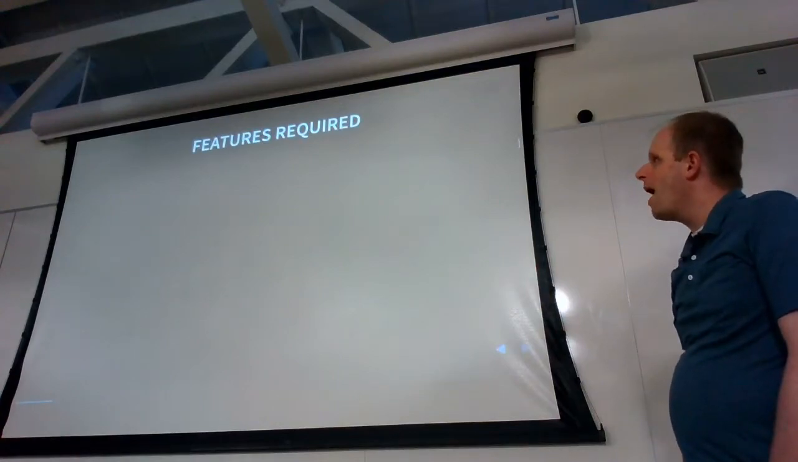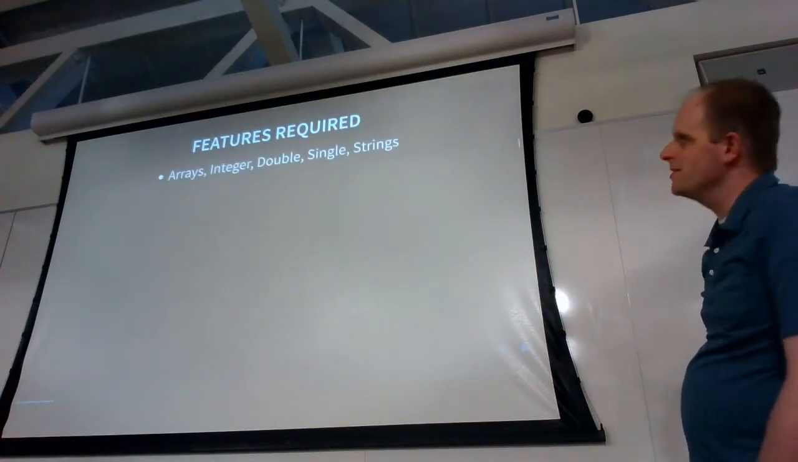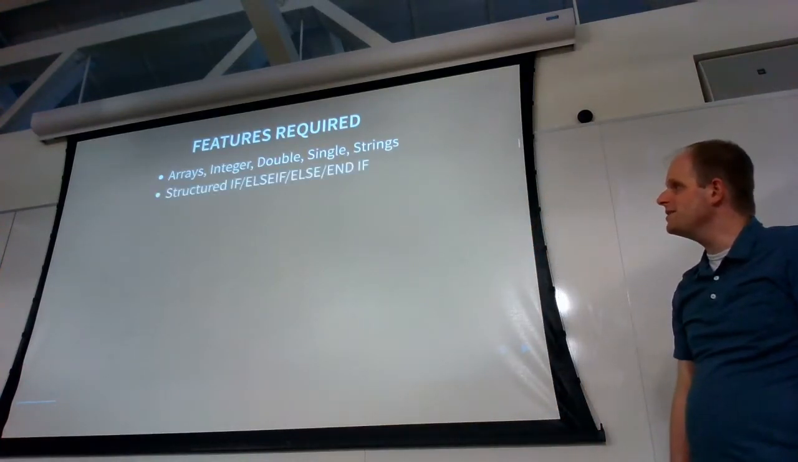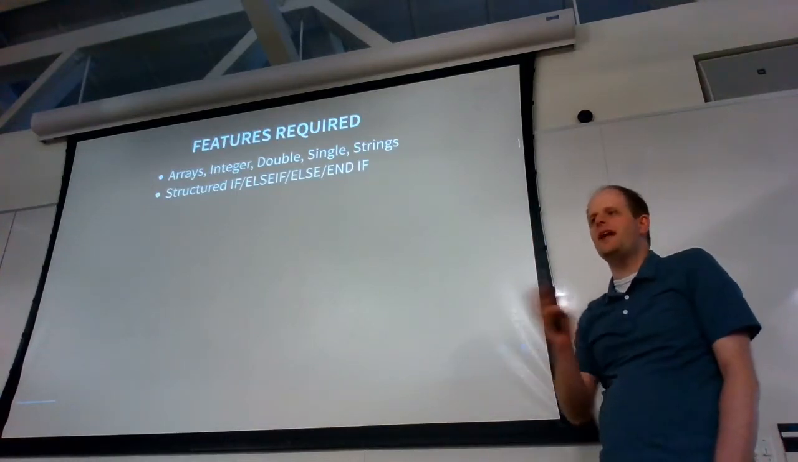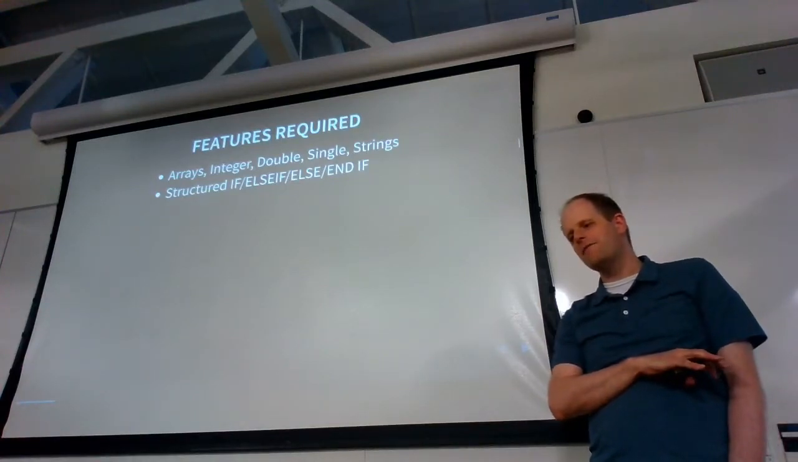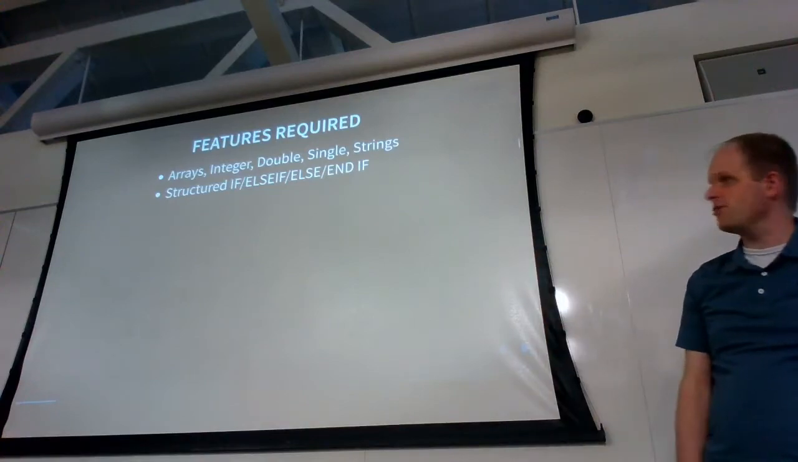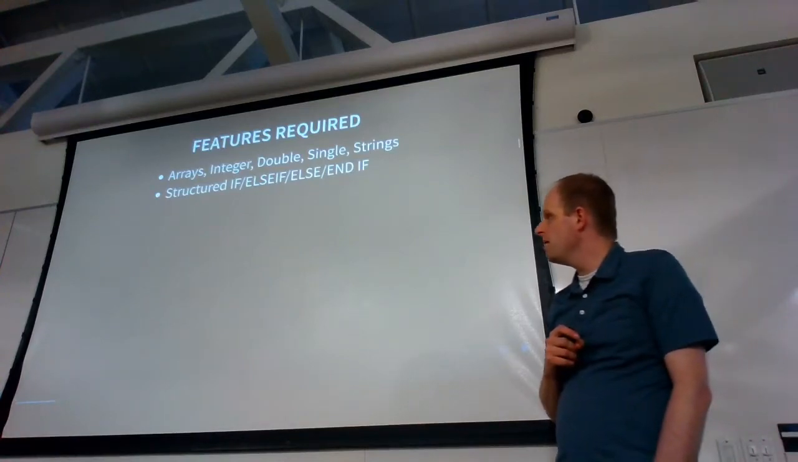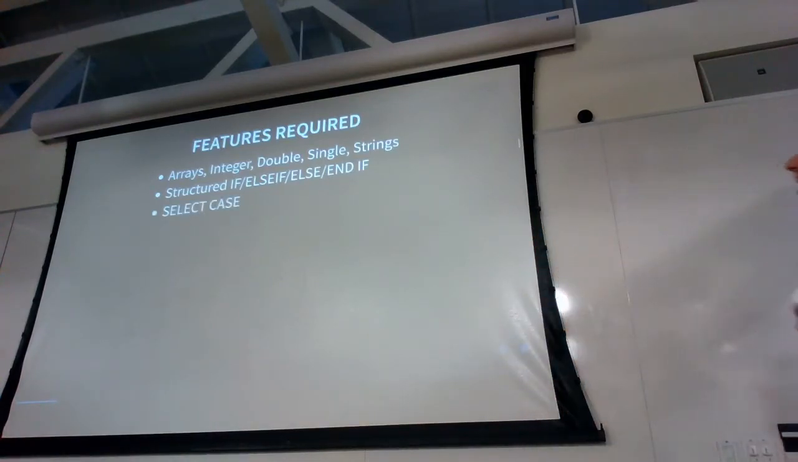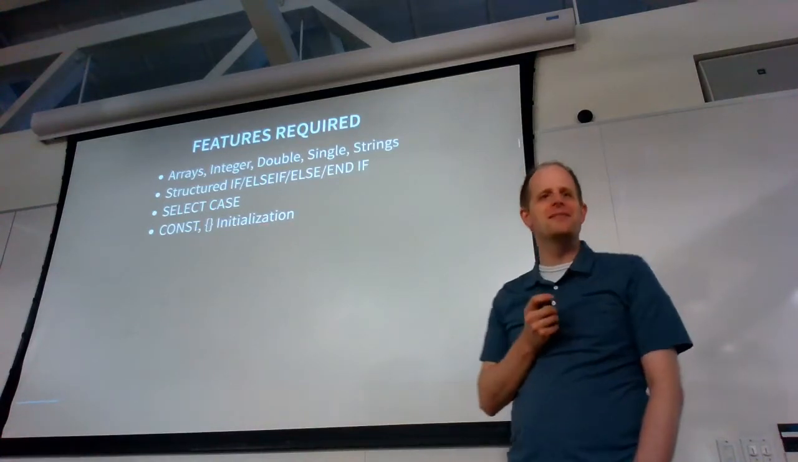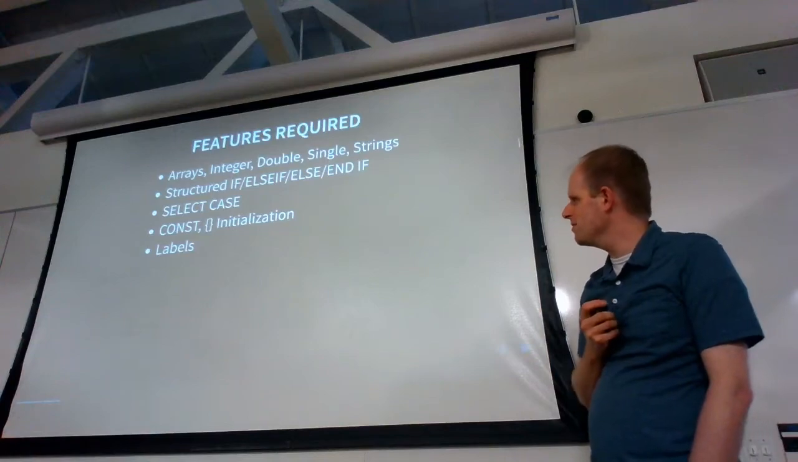So what did the thing require? It has arrays, integers, doubles, singles, and strings in various places. It's interesting in the sense that it is both old and new style BASIC. It uses a lot of modern constructs like a structured if, else if, although not universally, but it also uses GOSUB. It has select case. It has a const construct that I'm not sure I've ever seen before, as well as curly braces for initialization, which is something else I don't think I've seen in the BASIC ports.